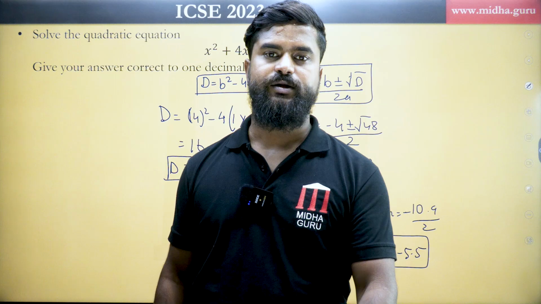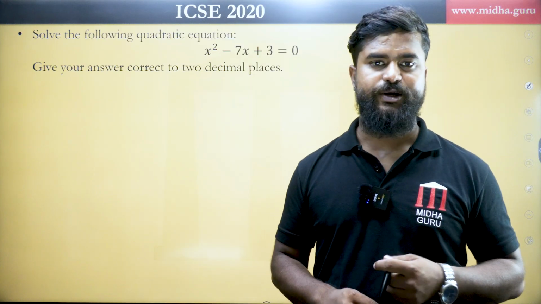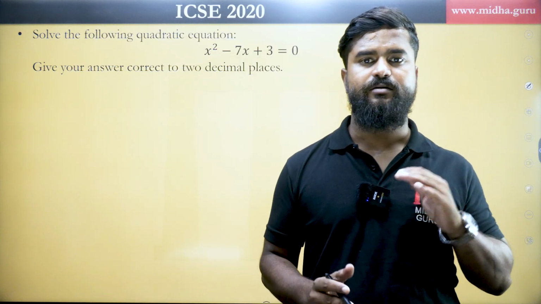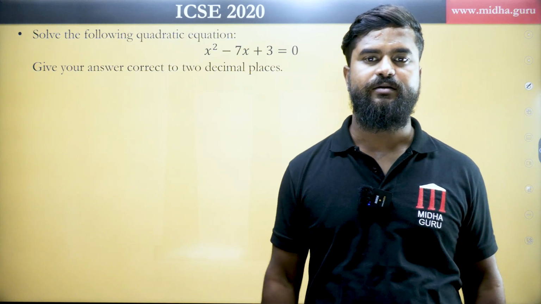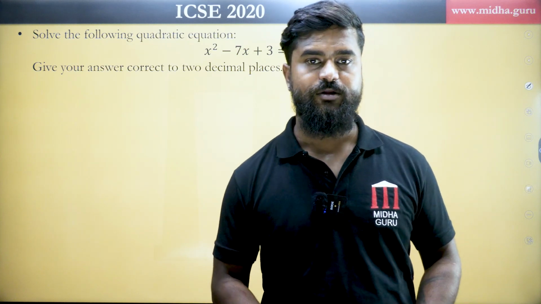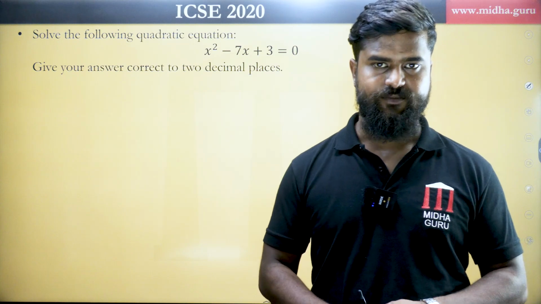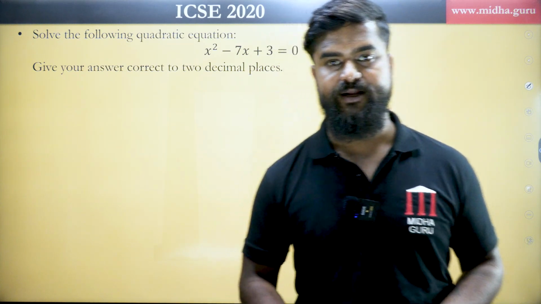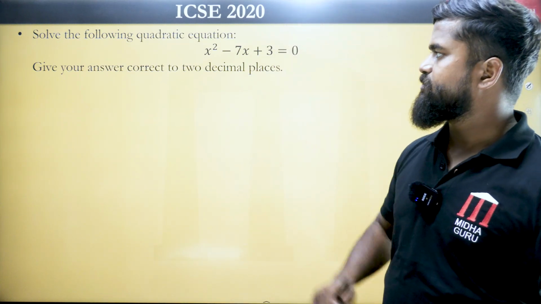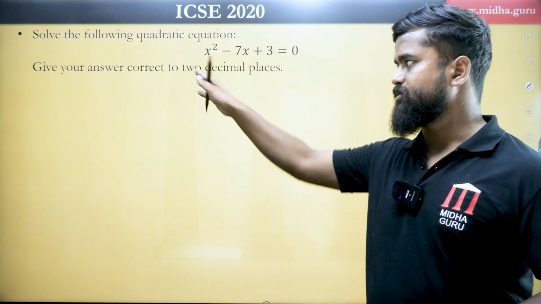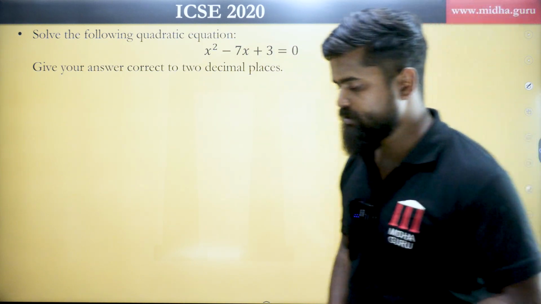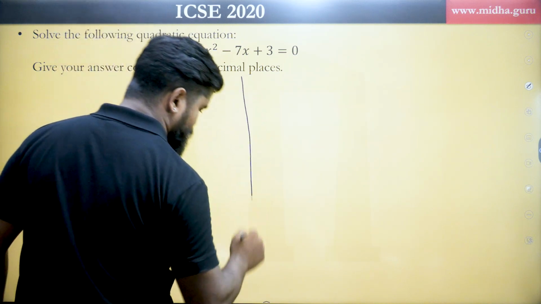Let's move on to the next question. Now in 2022, quadratic equations wasn't a part of the syllabus that was taken part in the board exams, and in 2021 they weren't board exams. So we move on to 2020. Now in 2020 there was this equation x square minus 7x plus 3 is equal to 0. Give your answer correct to 2 decimal places. So we do the same thing.